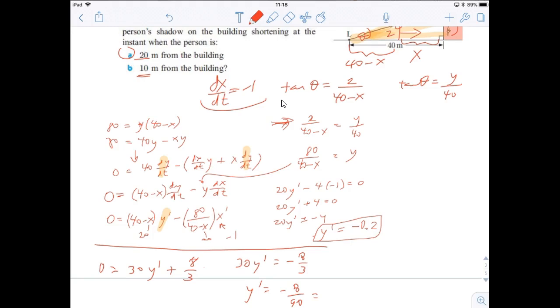And that is equal to -0.089 meters per second. So when he is 10 meters from the building, I'm sorry, it's not 0.889, it's 0.089. So you can see that his shadow is not shrinking as fast as it was when he was at 20 meters away from the building.